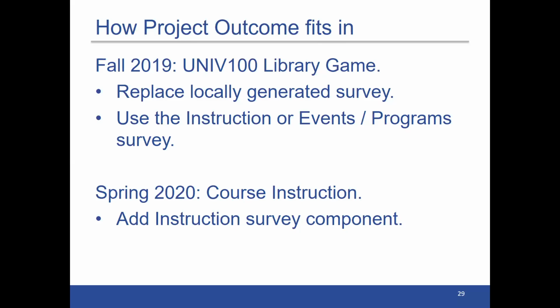Whichever one we choose, we find that the project outcome survey will broaden the scope of the information we receive back from the participants, much more so than our locally generated survey. And in the spring, where we do a lot more course level instruction, a lot more writing intensive, we're going to add an instruction survey component. We're going to sample another 10% of the instruction sessions, another 12 sessions above and beyond what we're doing for the collect and reflect. So that'll give us 24 sessions that we're doing all together.